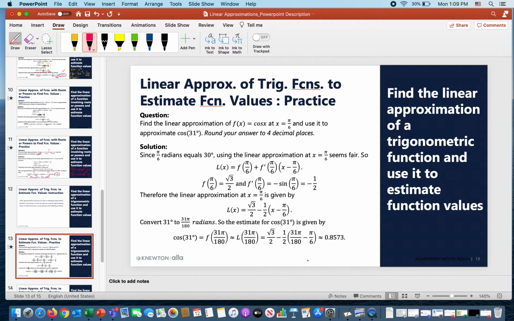Here's a trig function, and I wanted to do this one because I've graphed this one out for you as well. It says find the linear approximation of f of x equals cosine x at x equal pi over 6. So I'm going to use that to estimate 31 degrees. The linear approximation is going to be f of pi over 6 plus f prime of pi over 6 times x minus pi over 6. So let's talk about the derivative of cosine. That's negative sine. And so I need to evaluate negative sine of pi over 6. Well, the negative sine of pi over 6 is going to be negative square root of 3 over 2.